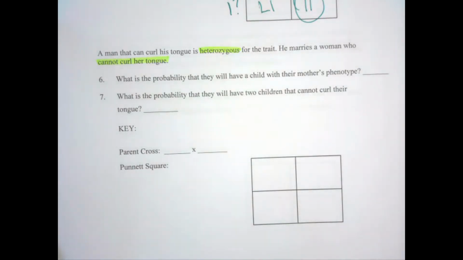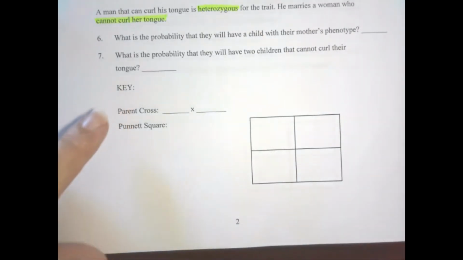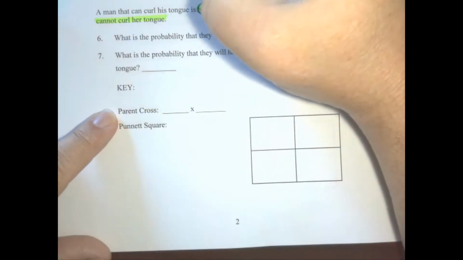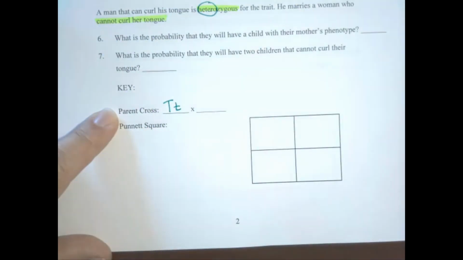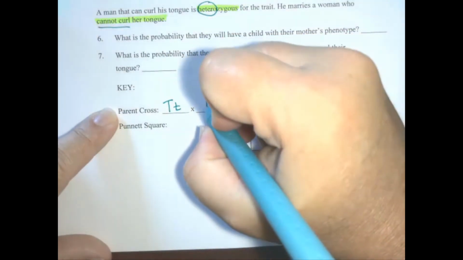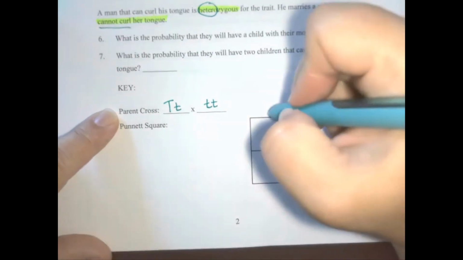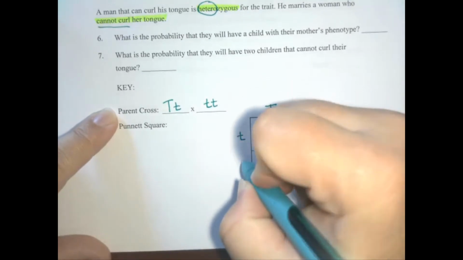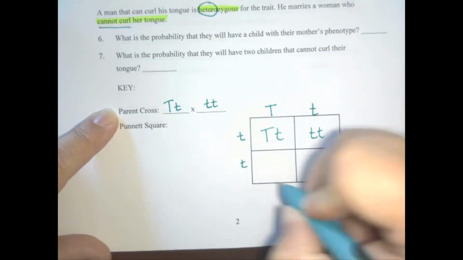Okay. So we're going to come down here and look at their Punnett square first. Okay. So he is heterozygous. Hetero means they are different. So he is going to be big T, little t. Okay. She cannot curl her tongue, which means she's the recessive little t, little t. All right. So I'm going to set up the Punnett square. Big T, 2 little t's. Okay, so I'm going to fill it in.